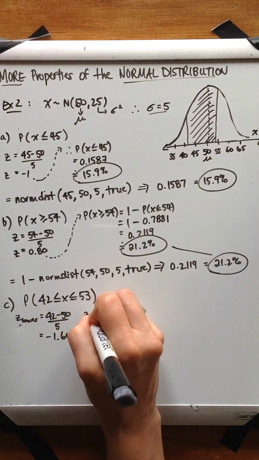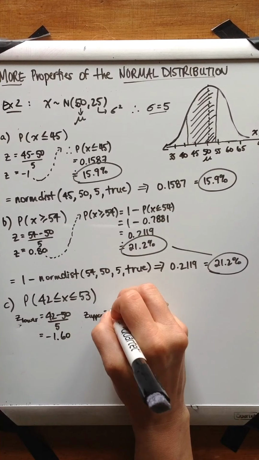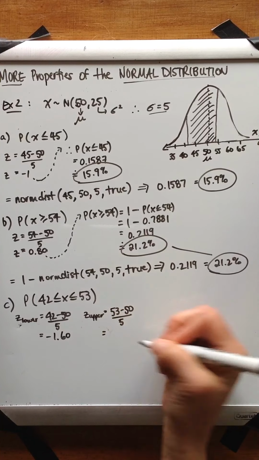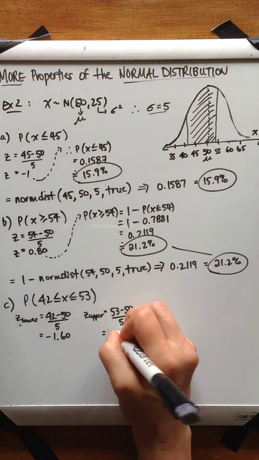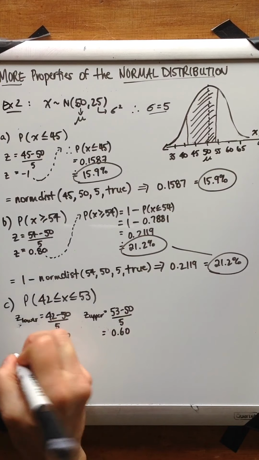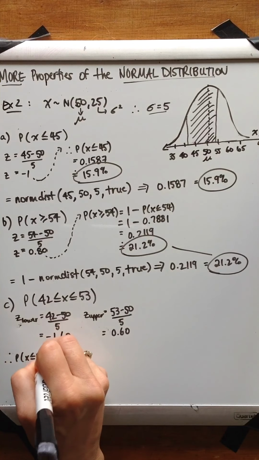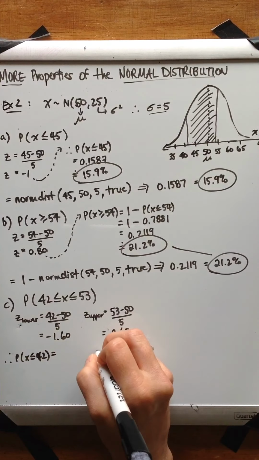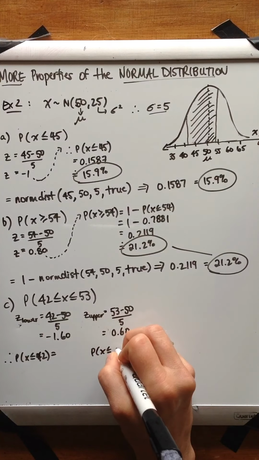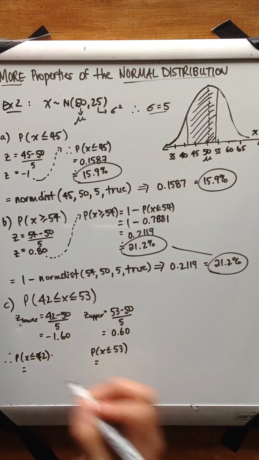Let's also do Z upper for the upper limit of this probability. So let's do 53 minus 50 all over 5. That would be 3/5, which comes out to 0.60. Now I can look these up together. So I'm going to do a therefore the probability for x being less than or equal to 42 is a number, and the probability for x being less than or equal to 53 will have a value as well. I'll put these underneath for space.